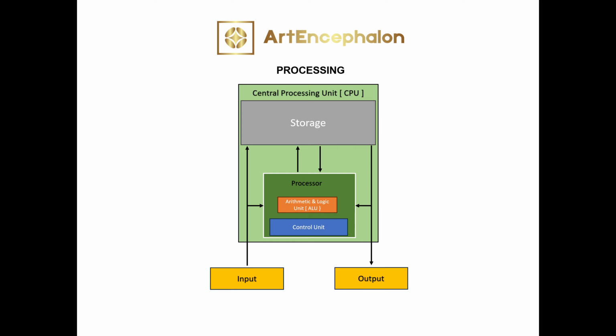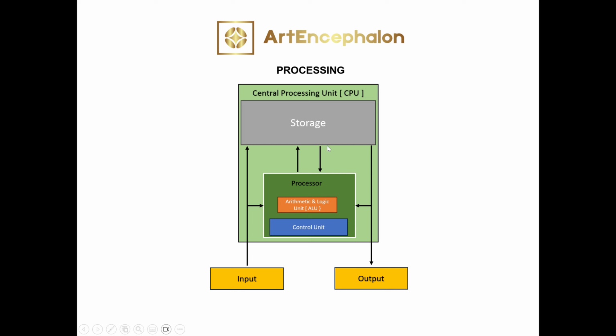So take a computer, for example. Processing in a computer would involve that you have what we call a control unit, like we have at the bottom here shown in blue. Then we have the arithmetic and logic unit, which is what we're going to be talking about today, the ALU, arithmetic and logic unit. And then we have storage.